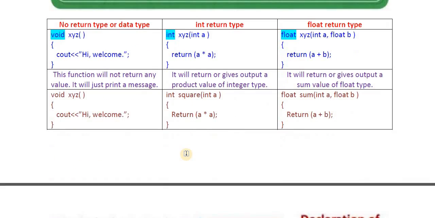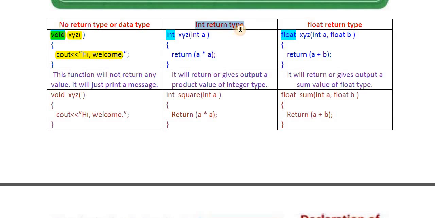Here examples are given. In this function we are using the void data type. The function name is xyz and the data type is void. Why do we take void? Void means nothing. This function will not return any value. It will just print a message on the screen, like hi, welcome. So when a function does not return any value, we have to use the data type void.